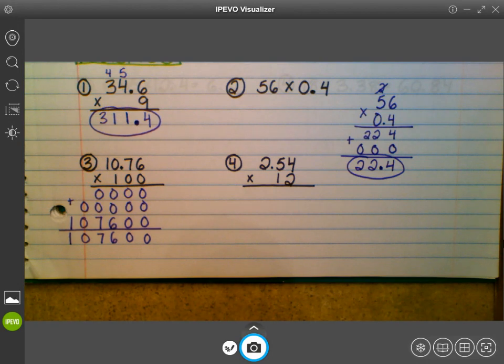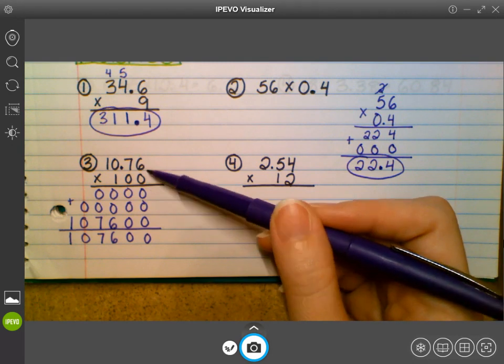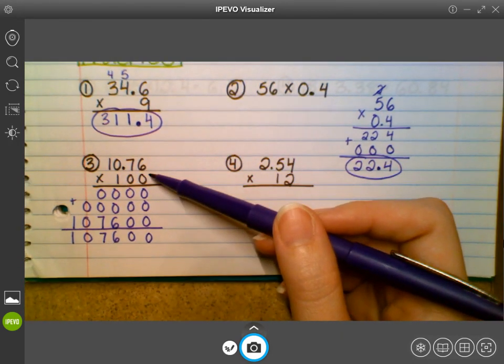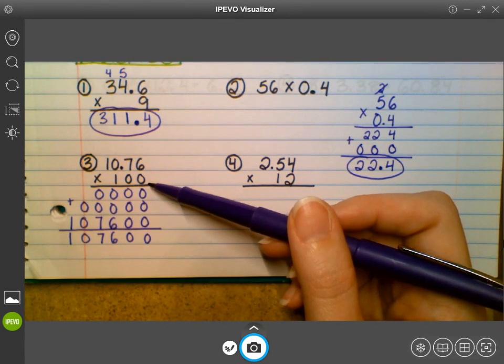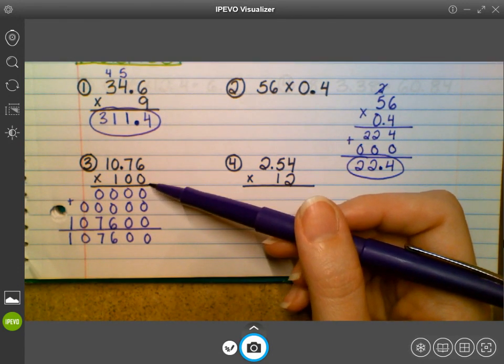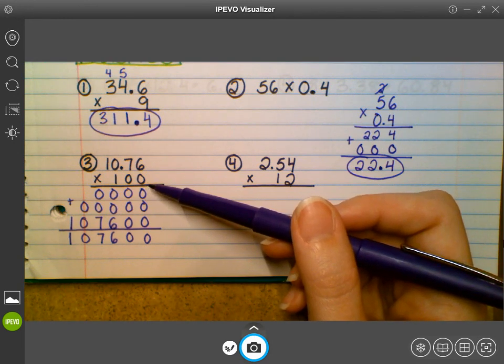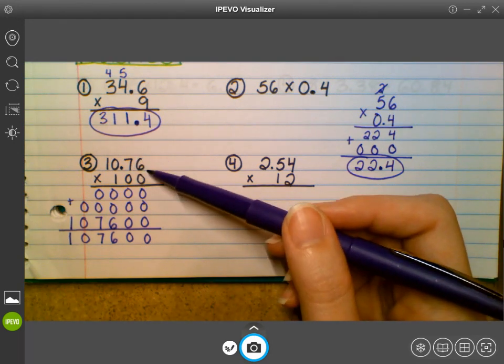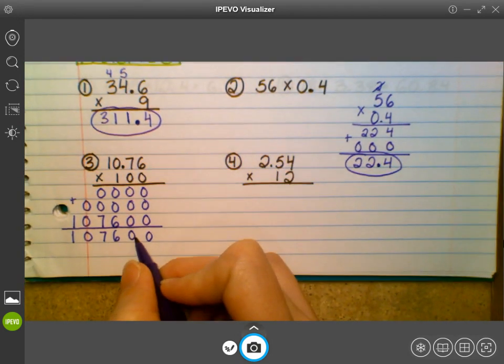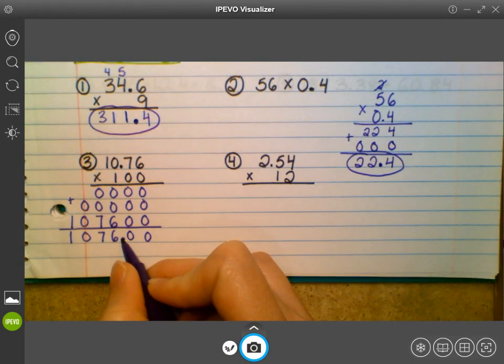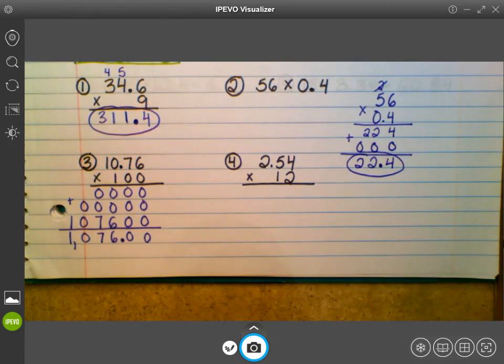Now, 5th grade, for number 3, if I look back up top at the two numbers I multiplied, how many digits are behind a decimal point here? Show me on your hand. How many digits are to the right of a decimal point? There are 2. We have a 7 and we have a 6. So then that means when I go to my answer, I'm going to go in 2 spots. And I should have wound up with 1,076 and 0 hundredths. Or 1,076.